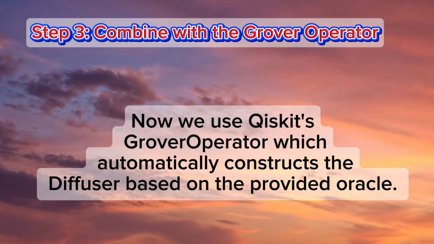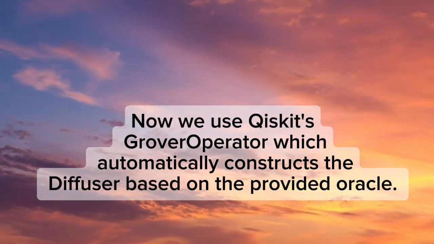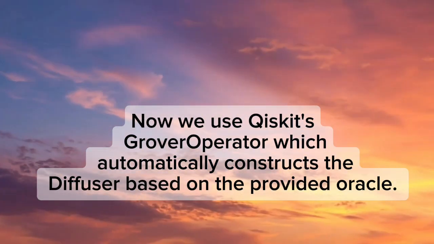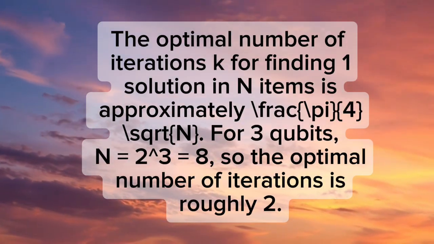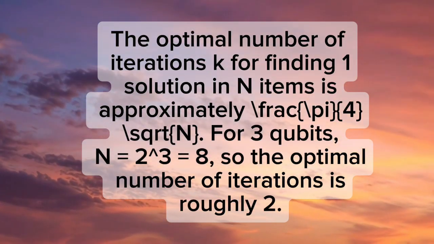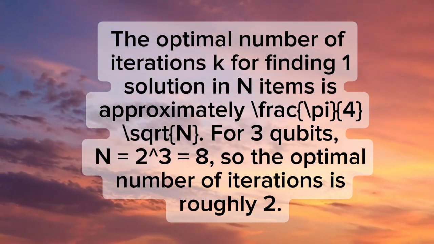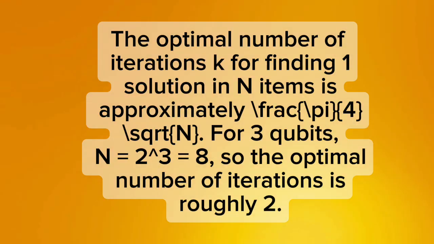Now we use Qiskit's GroverOperator, which automatically constructs the diffuser based on the provided oracle. The optimal number of iterations k for finding one solution in N items is approximately π/4 × √N. For 3 qubits, N equals 2 cubed equals 8, so the optimal number of iterations is roughly 2.